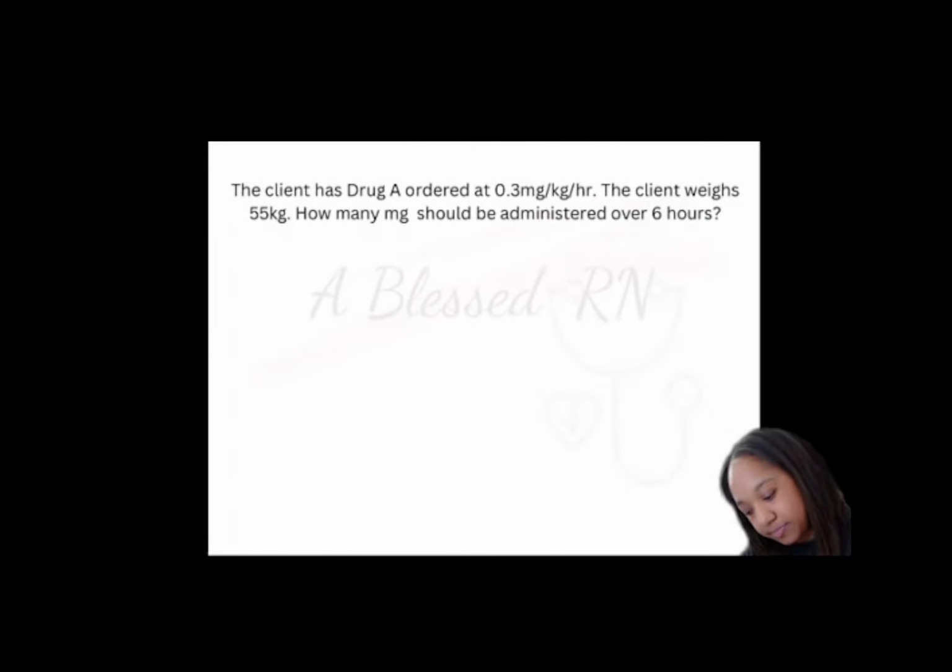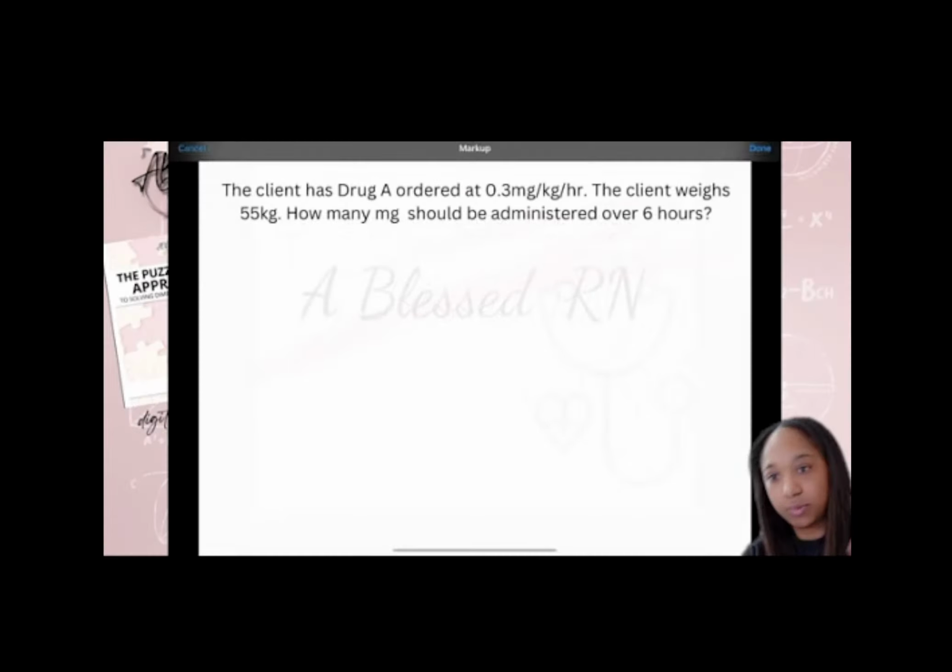All right. So here's another one with just puzzle pieces, okay? The client has drug A ordered at 0.3 milligrams per kilogram per hour. The client weighs 55 kilograms. How many milligrams should be administered over 6 hours? Okay, so what are we going to be looking for? Milligrams per hour, right?